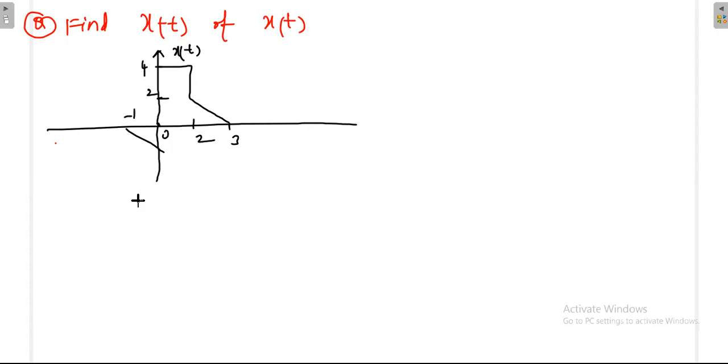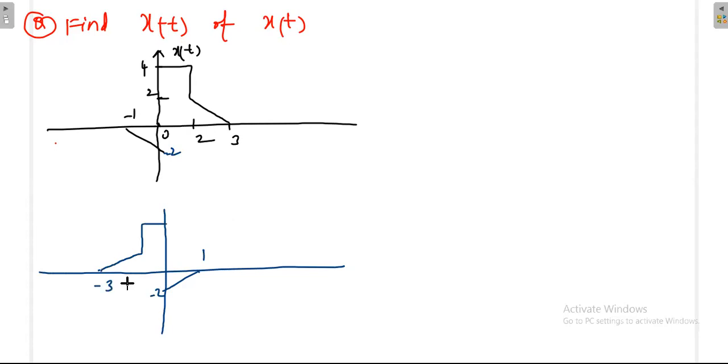Then you take the mirror image. So if you take the mirror image, this is -2. Then this side will start from -3, then go like this, then like this. So this is from -3, this is exactly at -2. Then this is 4, this is 2. Now this is the time reversal of the given waveform x of t.